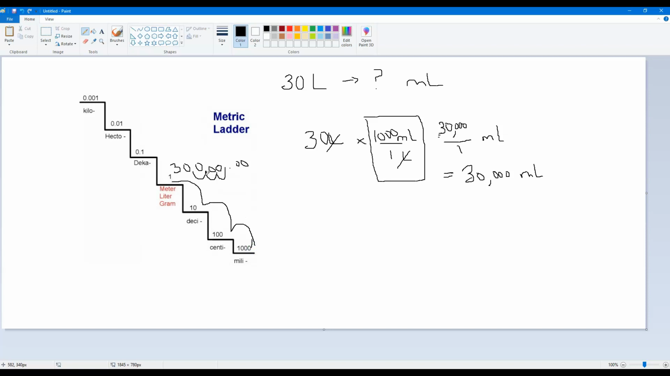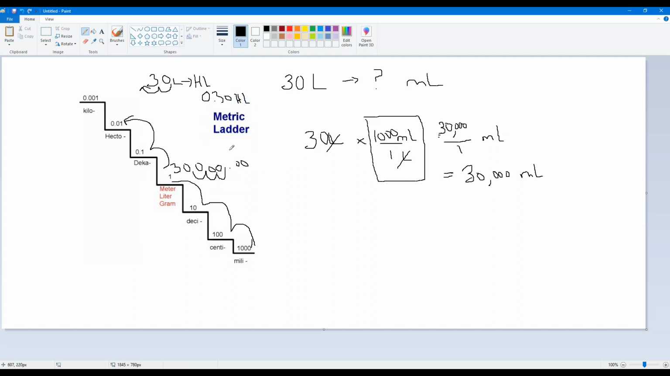If you're going up the ladder, let's say from liters to hectoliters, we want to go from 30 liters to a hectoliter. This time we're moving up 1, 2, so that means we need to take our decimal place and move it up 2. So 30 liters becomes 0.30 hectoliters.